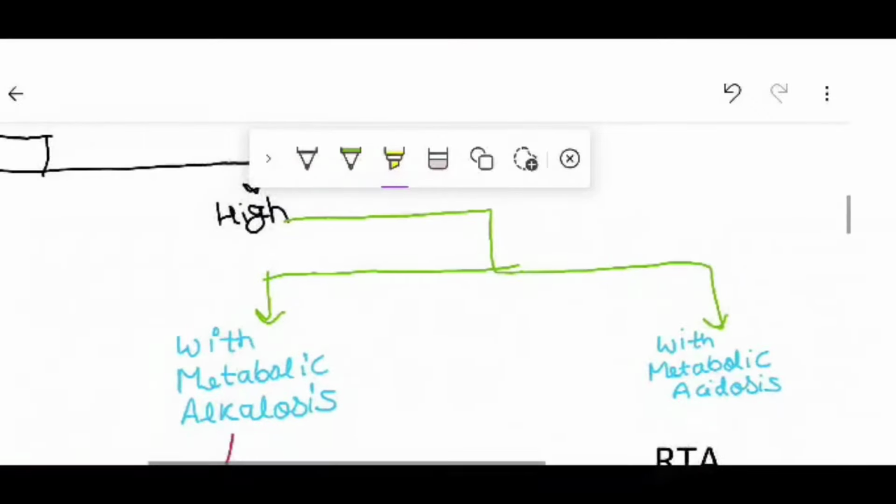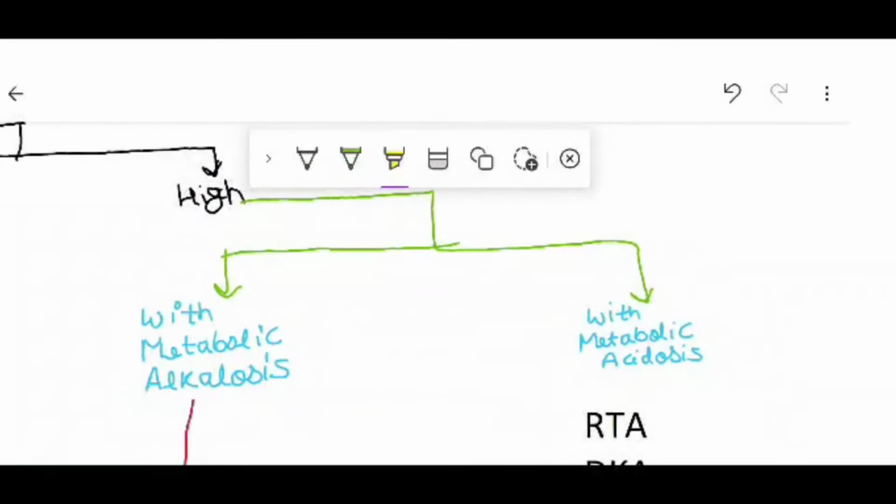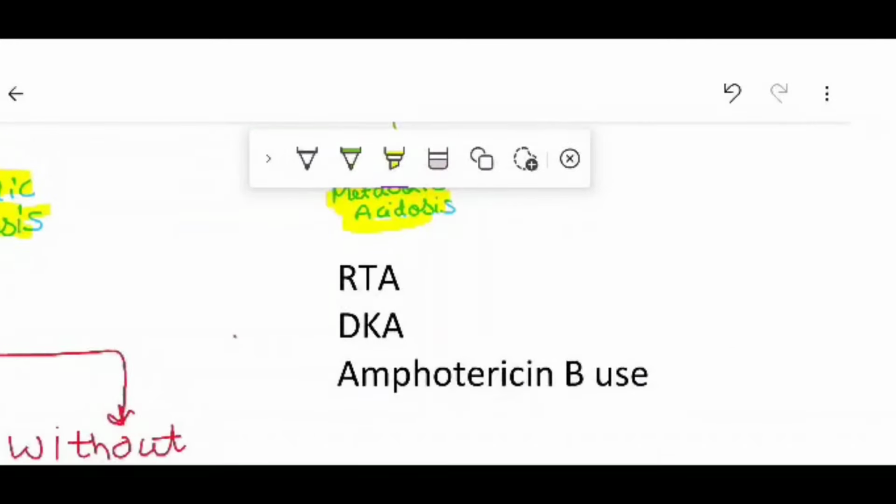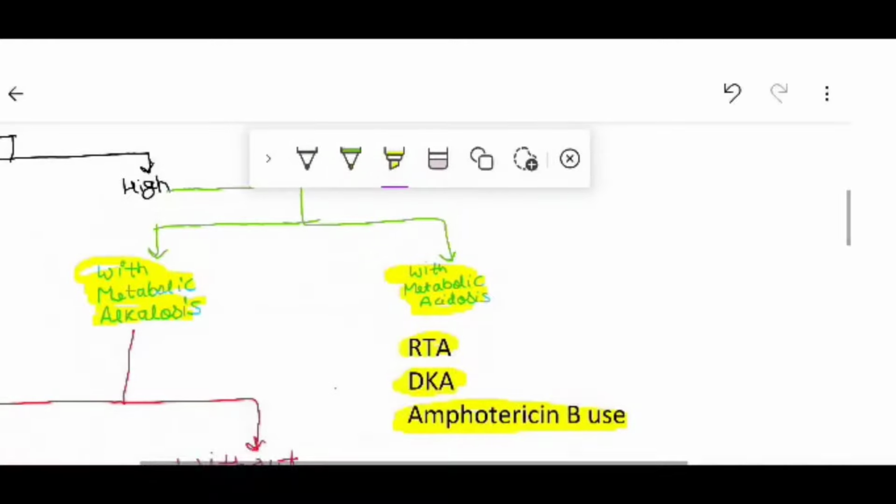And when it is high, we categorize into two: with metabolic alkalosis and with metabolic acidosis. If it is associated with metabolic acidosis, we have three causes: renal tubular acidosis, diabetic ketoacidosis, and amphotericin B use. This is very important, guys.